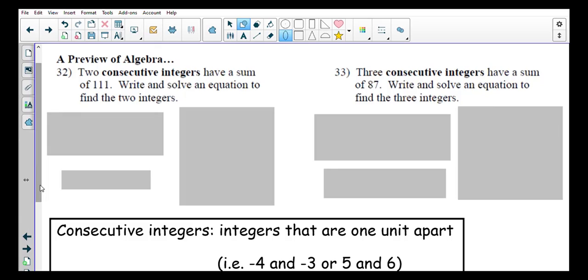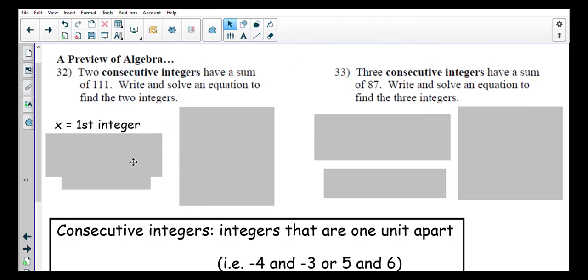But I need to define what consecutive integers are. So consecutive integers are integers that are 1 unit apart. For example, -4 and -3, or 5 and 6. They're 1 unit apart. Now, you could do a guess and check for this, of course, but I'm actually going to write an equation to represent this. So first off, I'm going to let x represent our first integer. So then if they're consecutive integers, then my second integer can be written as x plus 1.